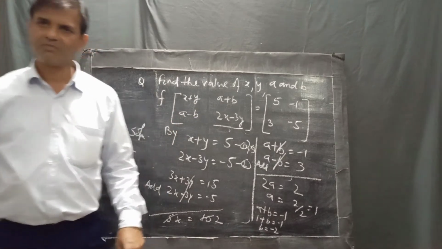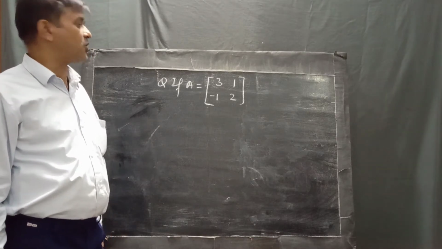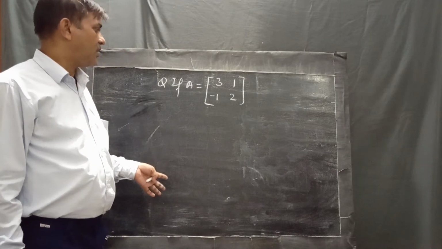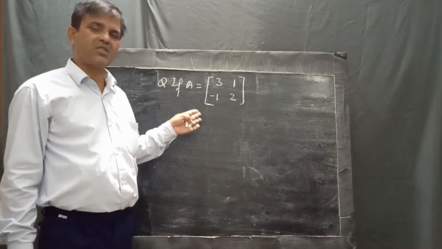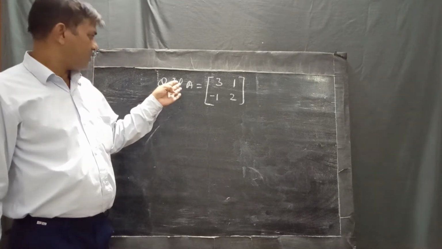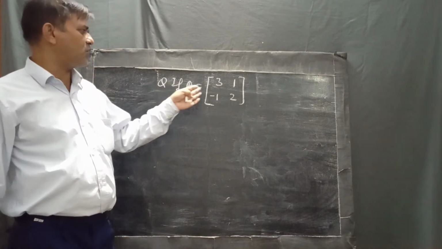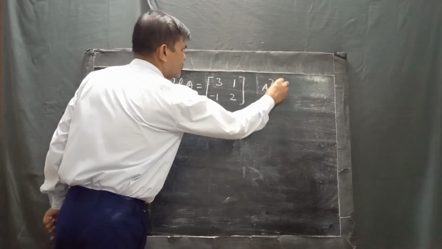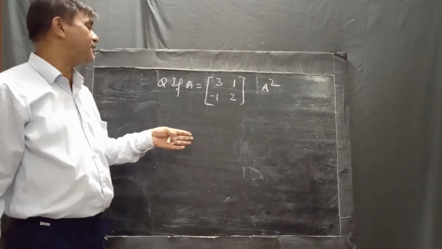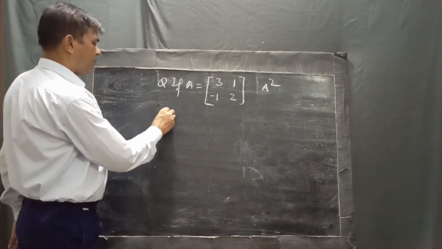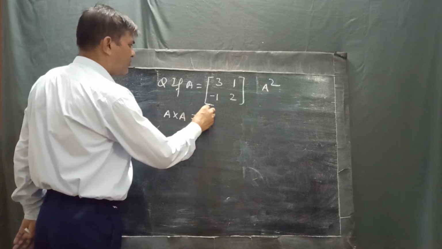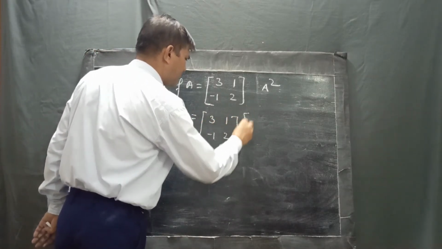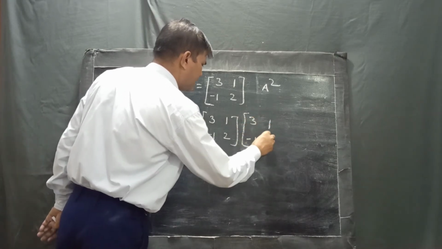Okay. Next important question is based on multiplication. Already addition and subtraction were the first and second parts, and this is the third one. That is, if A is equal to 3 1 minus 1 2, then find the value of A square. That is a question based on multiplication of the same matrix, that is A multiplied by A. Now you can write 3 1 minus 1 2 and 3 1 minus 1 2.